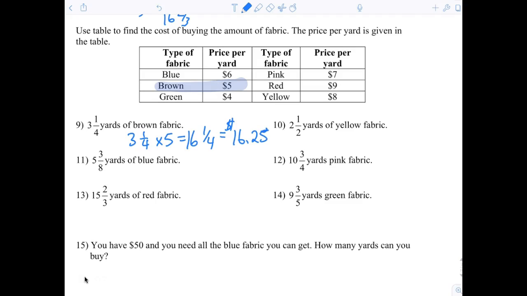$16.25. 16.25. Does that make sense? You got that, right? You doing good? Good? Makes sense? On this one? Just a minute. What?